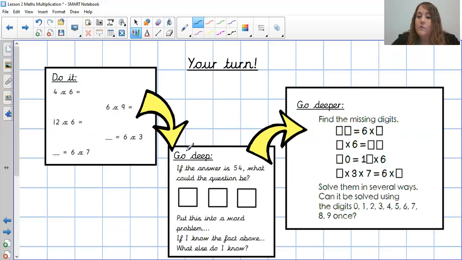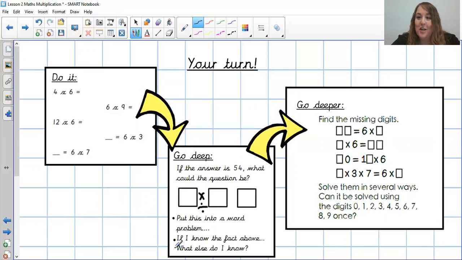You then have your go deep. So if the answer is 54, what could the question be? And remember, you can use your multiplication symbol, or you can do your division question, just like we did in the previous dice question. And you should have 4 answers because there are 4 different ways to write it. It then asks if you can put this into a word problem. And if you know the fact above, what else do you know? Maybe it was one of our pesky answers. Maybe there's a table that you know before or afters that's easy to work out.